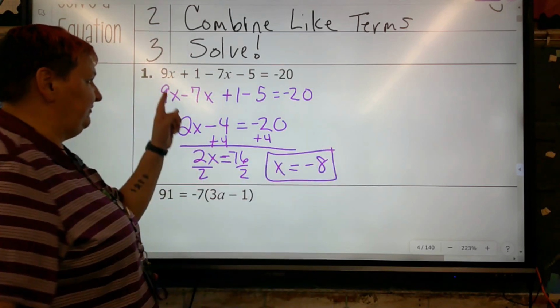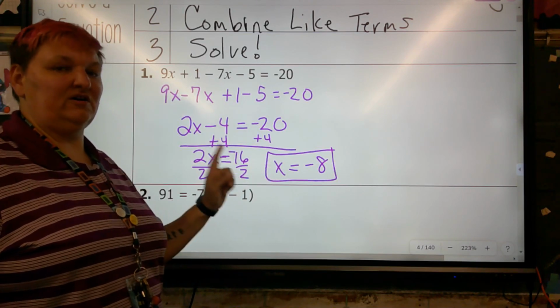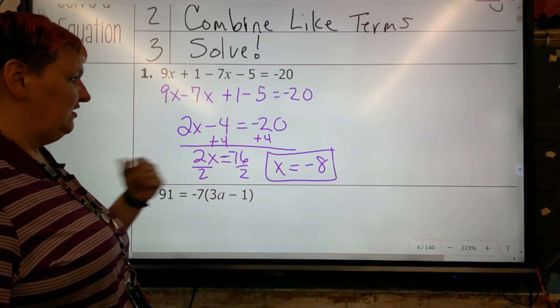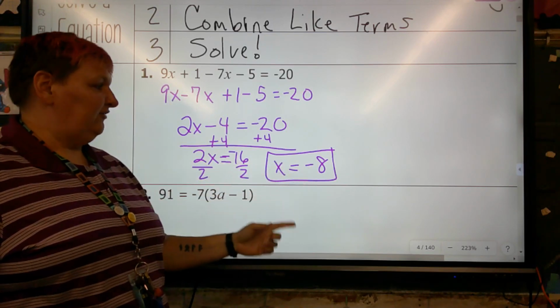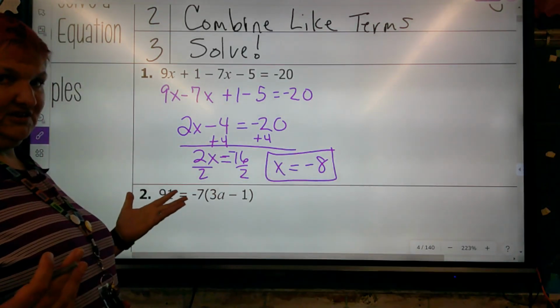99% of the time, there's a variable here, there will be a variable here. It's required, it's part of the answer. You are telling me what x is equal to. If you don't put x is equal to something, you're officially not answering the question.